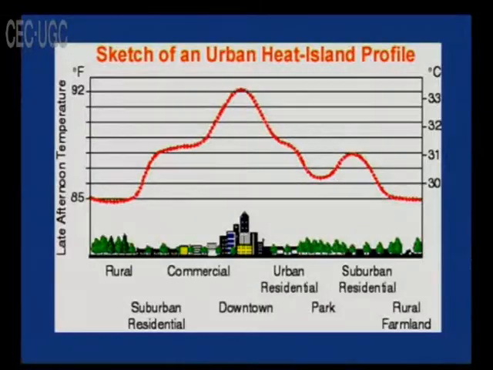Let us proceed. See, it is a diagram, the sketch of an urban heat island profile. It shows the downtown where the city is situated, the urban residential area, the park, and the rural farmland. Here, in the late afternoon, that means 3 o'clock in the afternoon, the temperature gradient has its peak at the city. That means the central city, the downtown, is warmer than the rural background. That is called the heat island.